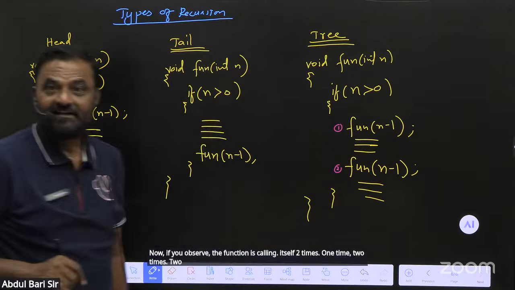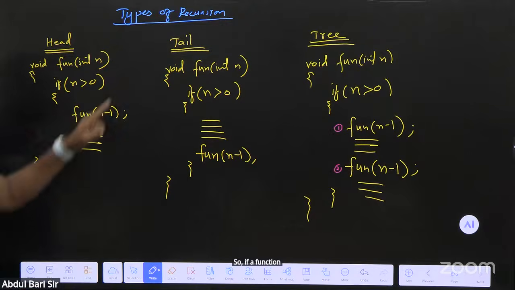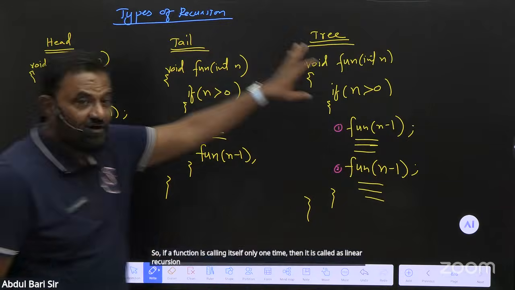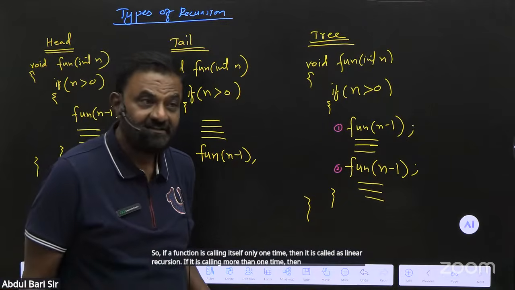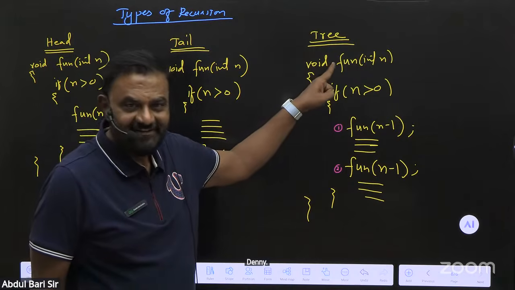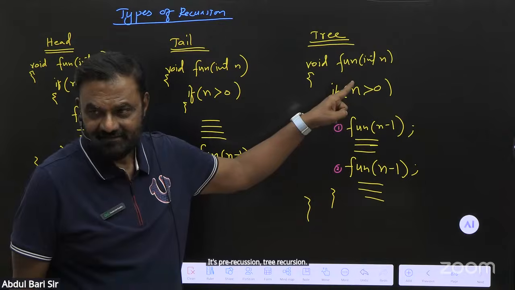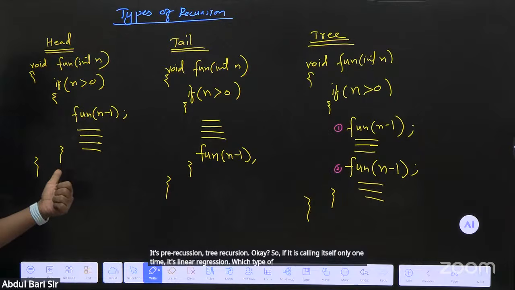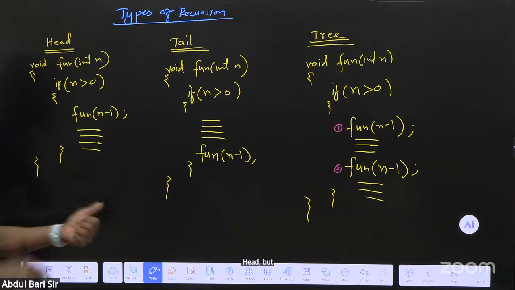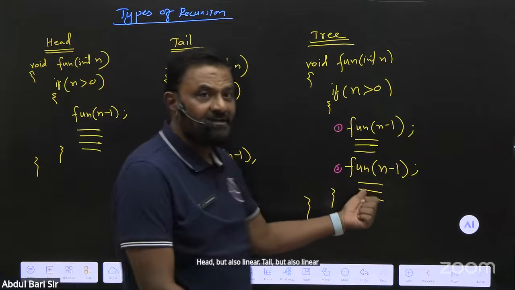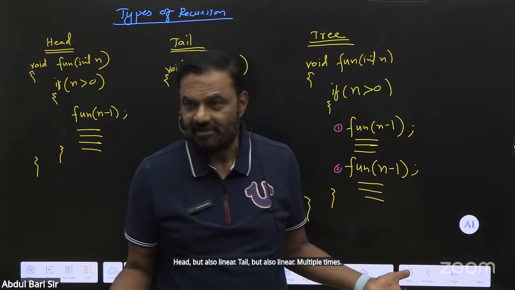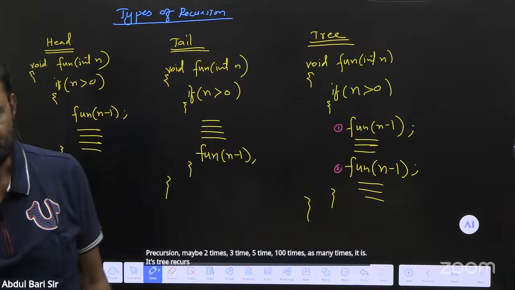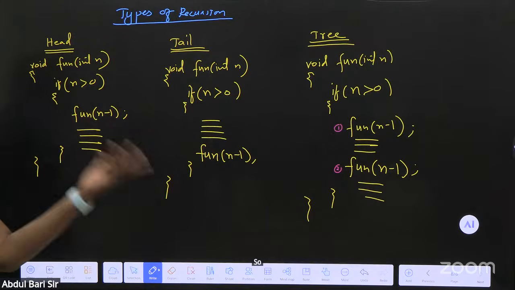Two calls are there. So if a function is calling itself only one time, then it is called linear recursion. If it is calling more than one time, then it is called tree recursion. So if it is calling itself only one time, it's linear recursion. Which type of recursion is this? Head, but also linear. Tail, but also linear. Multiple times, tree recursion. Maybe 2 times, 3 times, 5 times, 100 times, as many times as it is, it's tree recursion. So take these 3, then I'll show a few more.